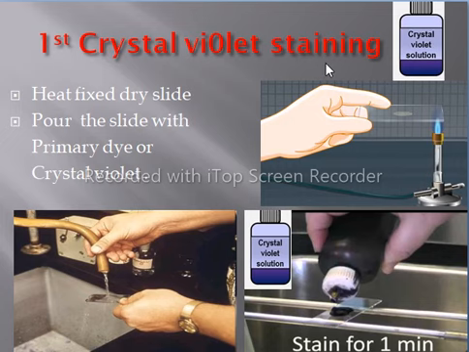The first step of the procedure is crystal violet staining. In this step, a heat fixed dried slide is taken and flooded with crystal violet dye for 1 minute to stain the whole smear, which is covered with crystal violet. After the slide has been stained with crystal violet, it is washed off slowly under tap water.